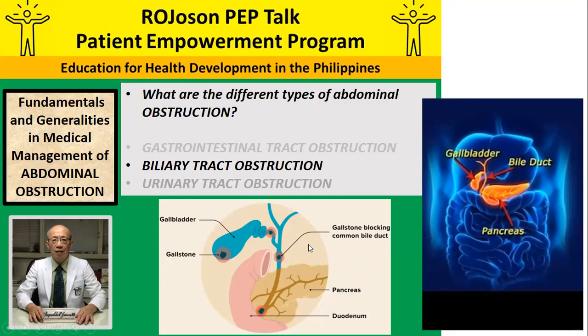Okay. So an example of biliary tract obstruction: you may have gallstones, which might cause blockage of the gallbladder, the first block. Or if the gallstone has gone into the common bile duct, then you have the gallstone blocking the common bile duct. Then if you have a gallstone down here, it may also cause blockage of the pancreatic duct. Okay.